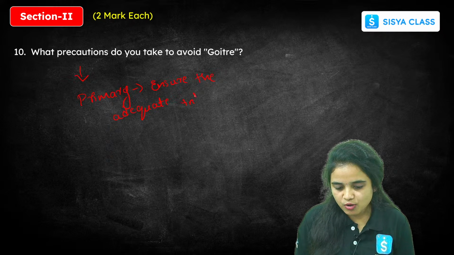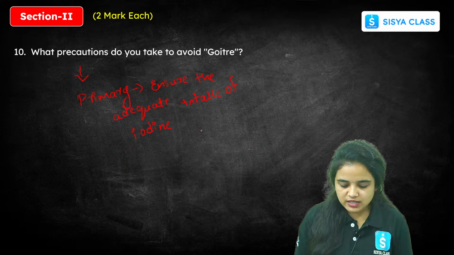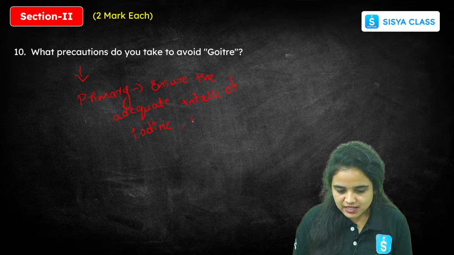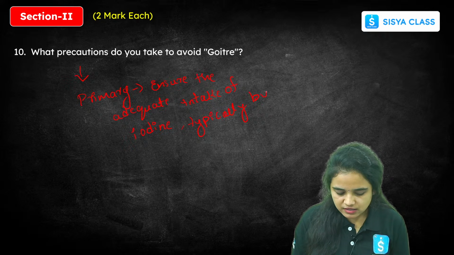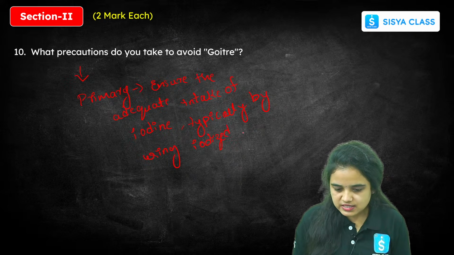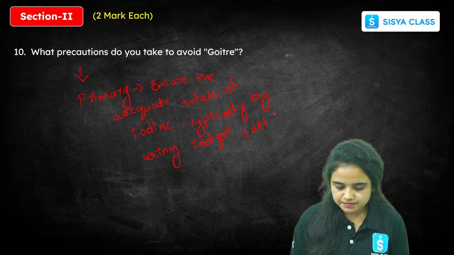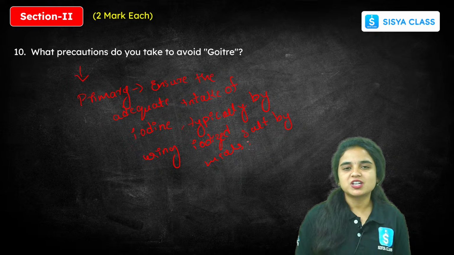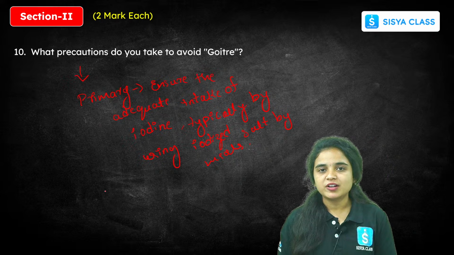The primary thing we have to ensure is the adequate intake of iodine, right? The adequate intake of iodine is very, very important. And how do we take this iodine? Typically in our meals, by using iodized salt in our daily meals. So this is one precaution by which we can avoid goitering.